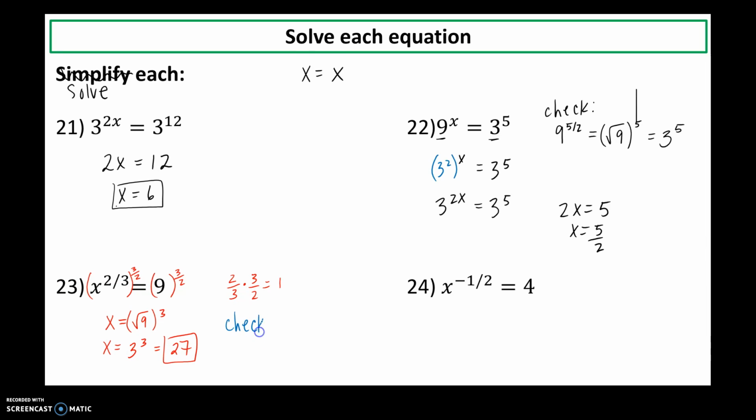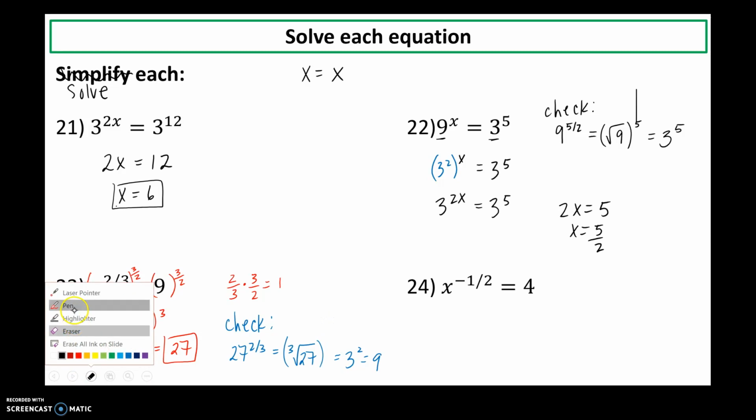As a check, go back to the original. 27 to the 2/3 power is the same as the cube root of 27, quantity squared. The cube root of 27 is 3, and then it verifies again that we got our 9. Sorry that the pen continues to go crazy.